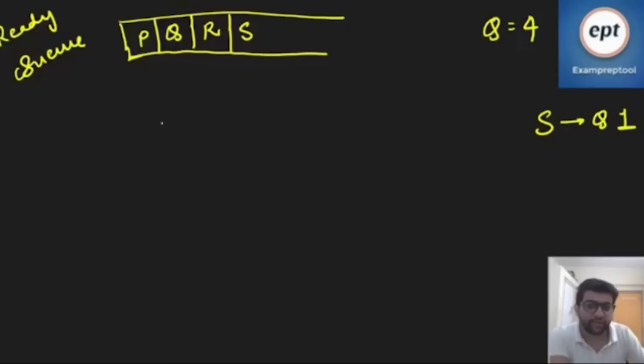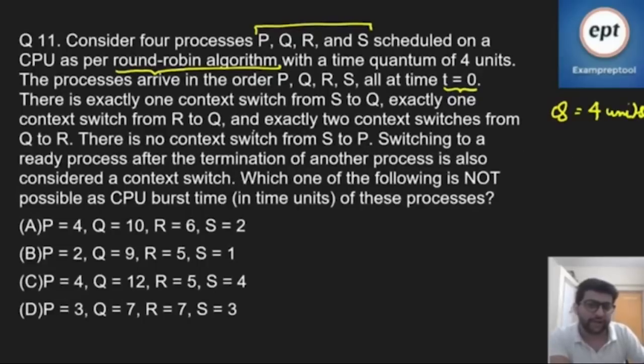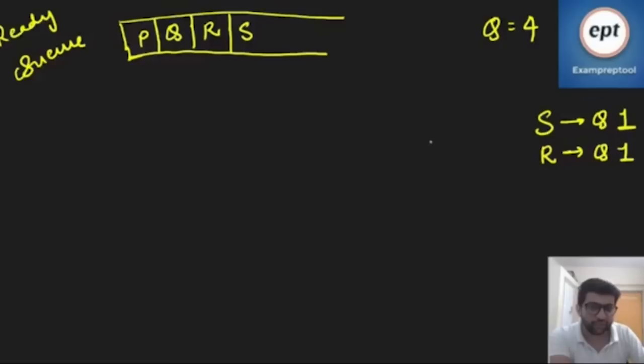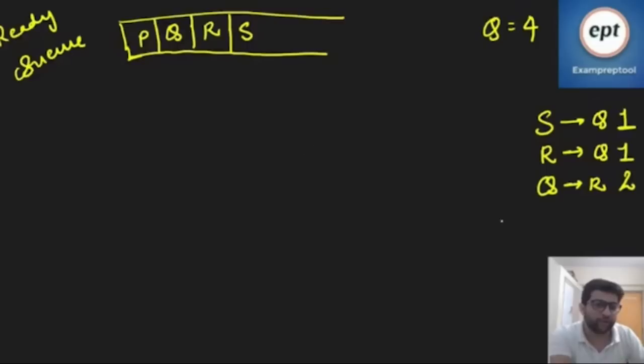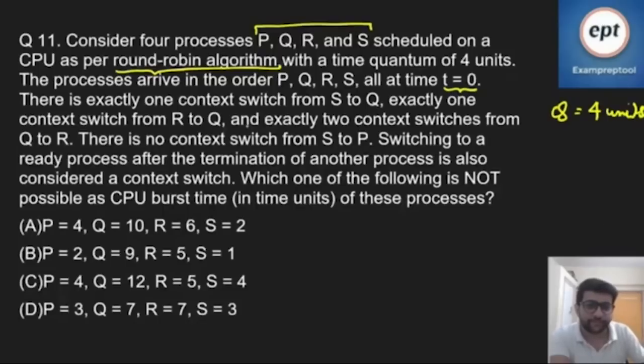Exactly one context switch from R to Q. R to Q also there is exactly one context switch. And exactly two context switches from Q to R. Q to R, there are two context switches. And there are no context switches from S to P. S to P, there are no context switches, right?